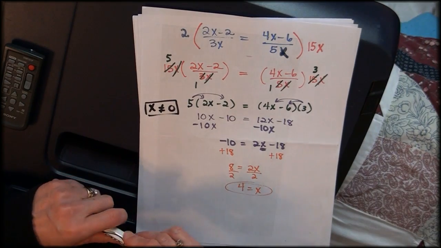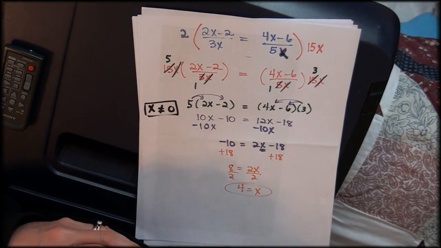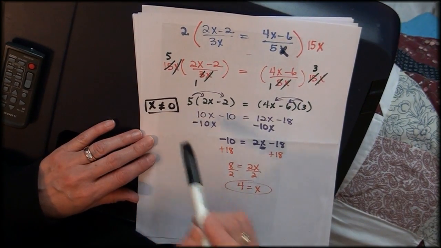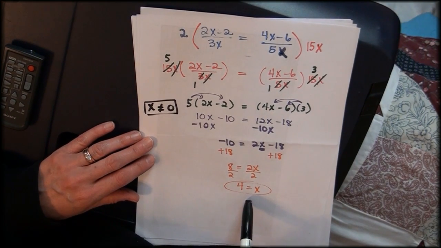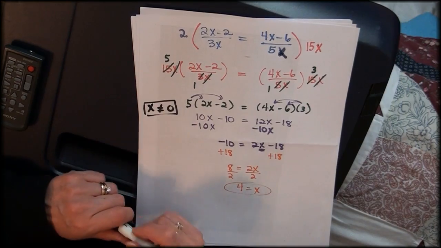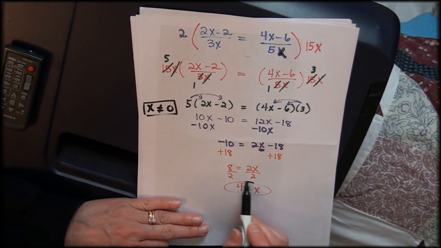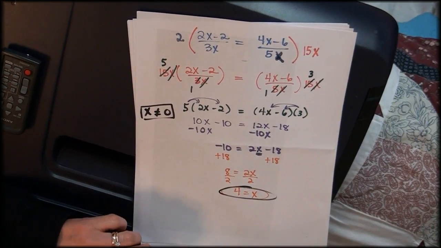You can have a 0 in the numerator. You just cannot have a 0 in the denominator. So x can't be 0, but we figured out the solution is not 0. X needs to be 4. So we know that that solution actually will work, and that's a perfectly legal solution.